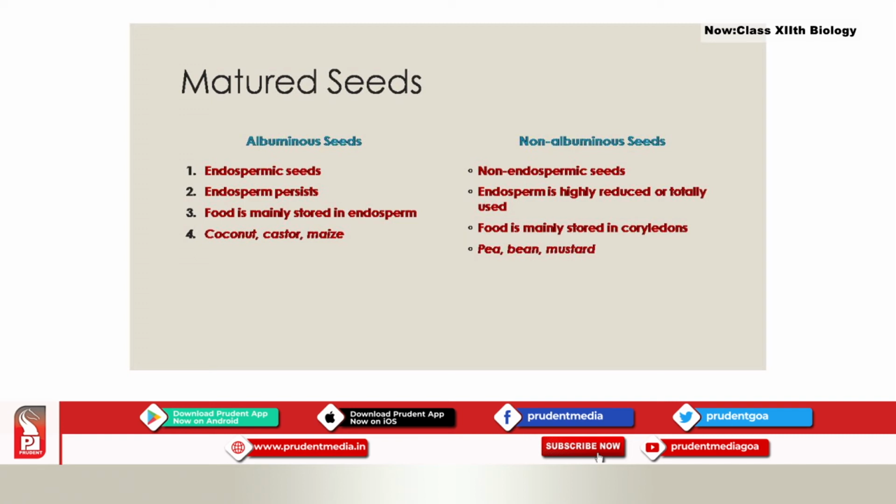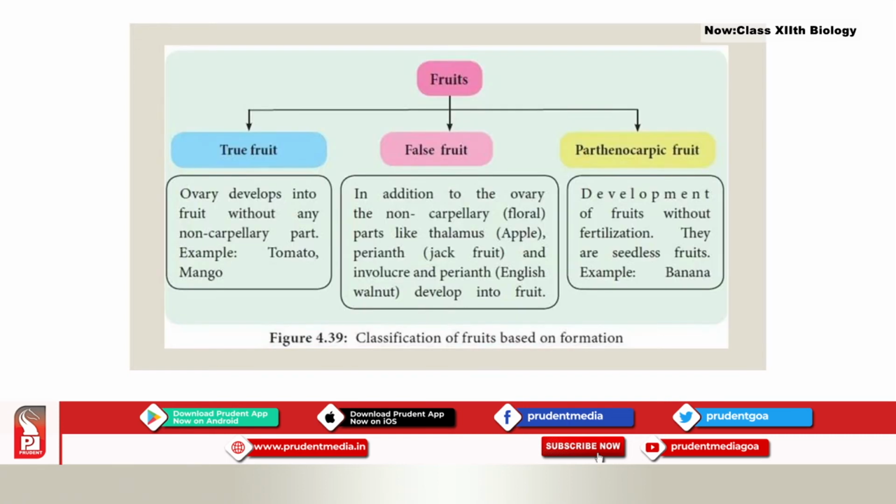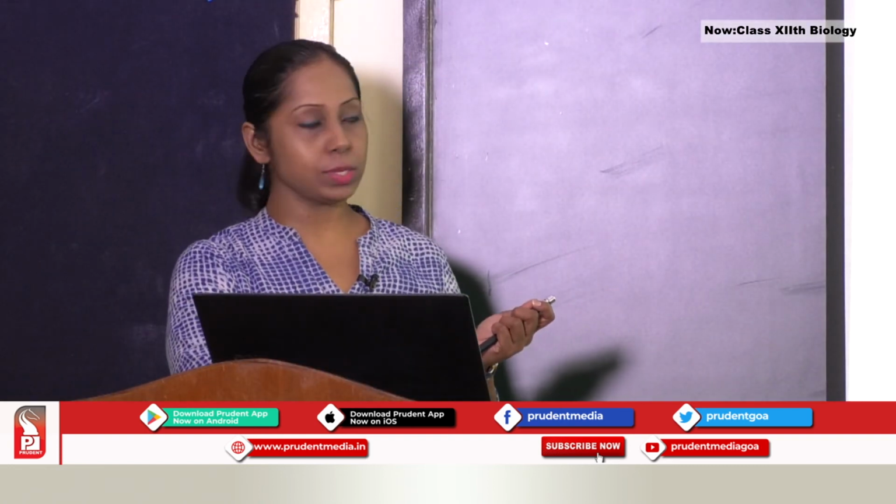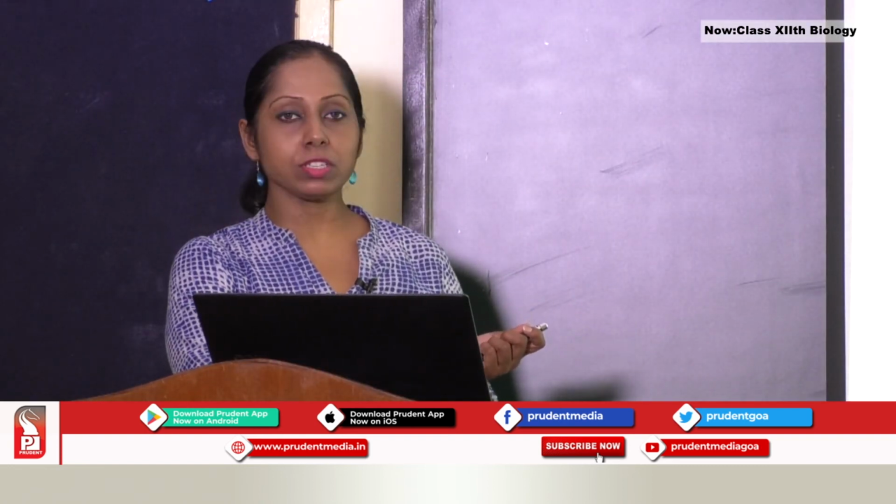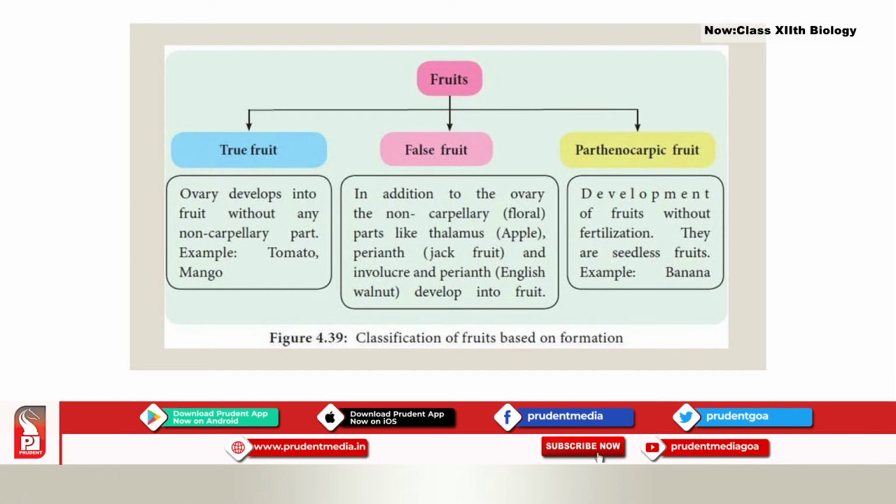For example, coconut, castor, maize are albuminous seeds, and pea, beans, mustard are non-albuminous seeds. Let's move on to the types of fruits now. There are three types of fruit, students: true fruit, false fruit, and parthenocarpic fruits.